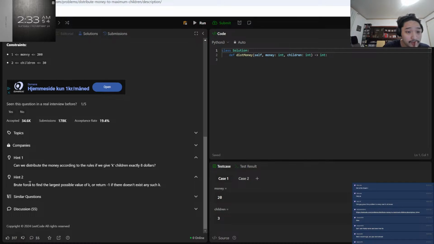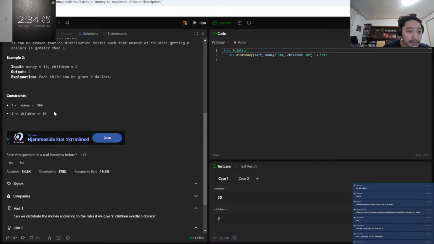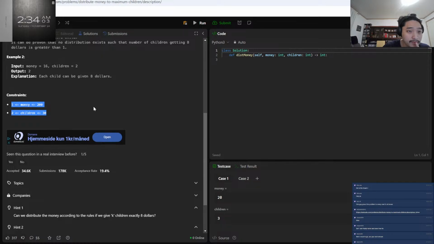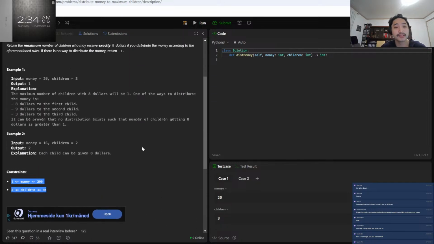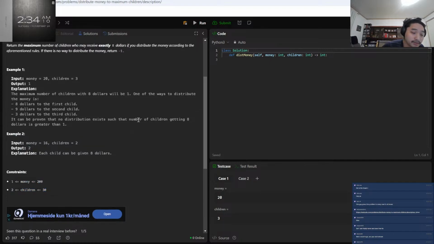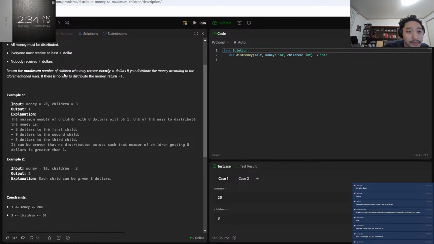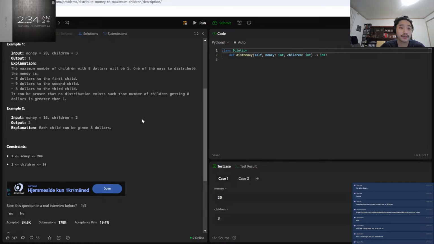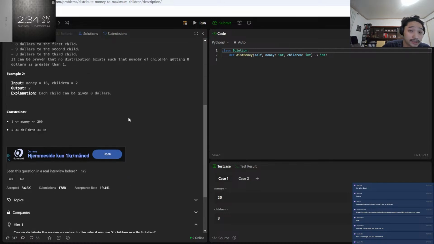doing it. Brute force to find the largest possible value of k or return. Yeah, because the constraints aren't that big. But let's think not in a brute force way, even though it's pretty simple to figure out. And if there's no way to distribute the money, return -1. Okay, so no kids can have 4.